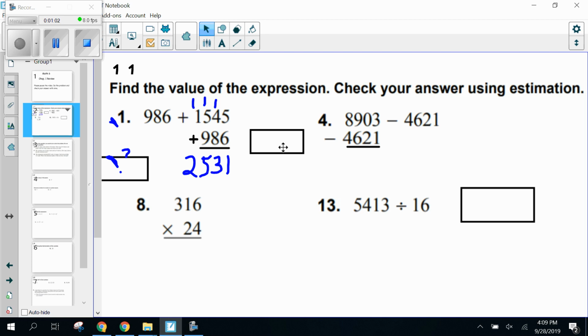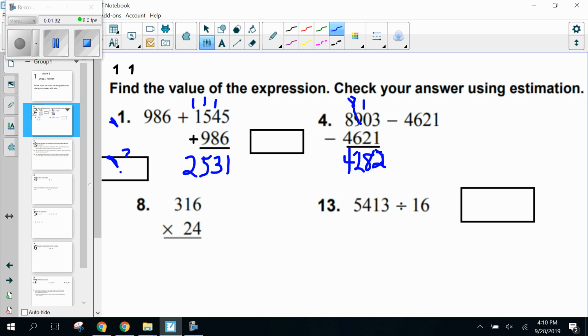Okay, for subtraction, we have to line up again our decimal places and subtract. So 3 minus 1 is 2. And then we're going to have to borrow because we can't take 2 away from 0. So we're going to borrow from the 9 and make it an 8. And now we have 10 minus 2, which is 8. And then we have 8 minus 6, which is 2. And then we have 8 minus 4, which is 4. So our final answer is 4,282.